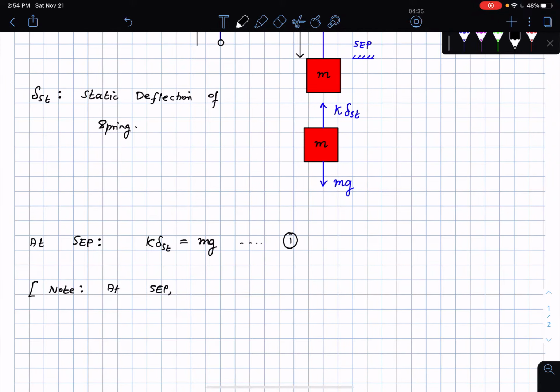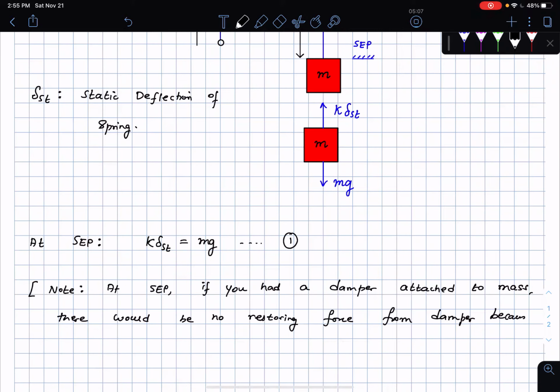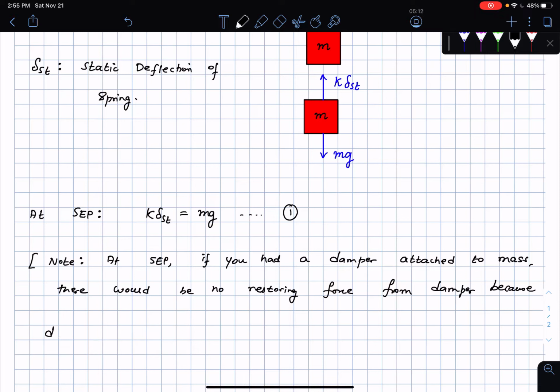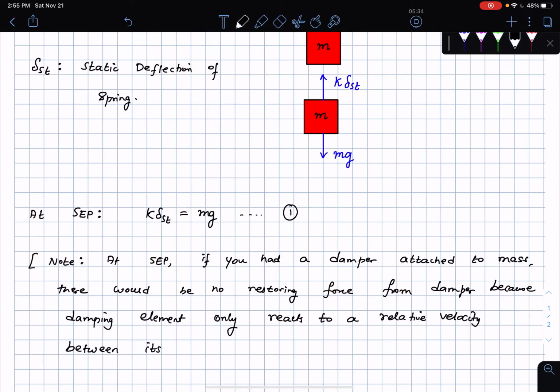So at SEP, if you had a damping element attached to the mass, there would be no restoring force from the damper, because the damping element only reacts to a relative velocity between its ends. So this is the brief note that I want to make here.